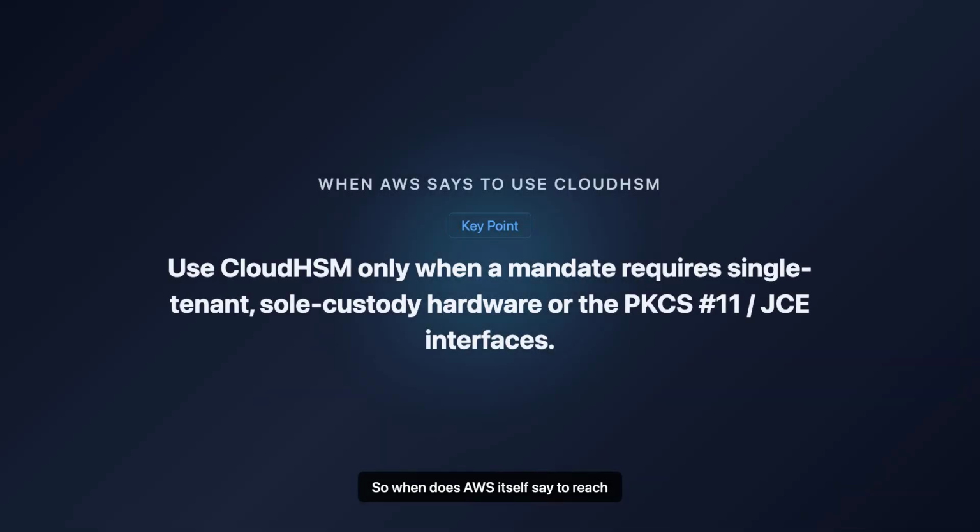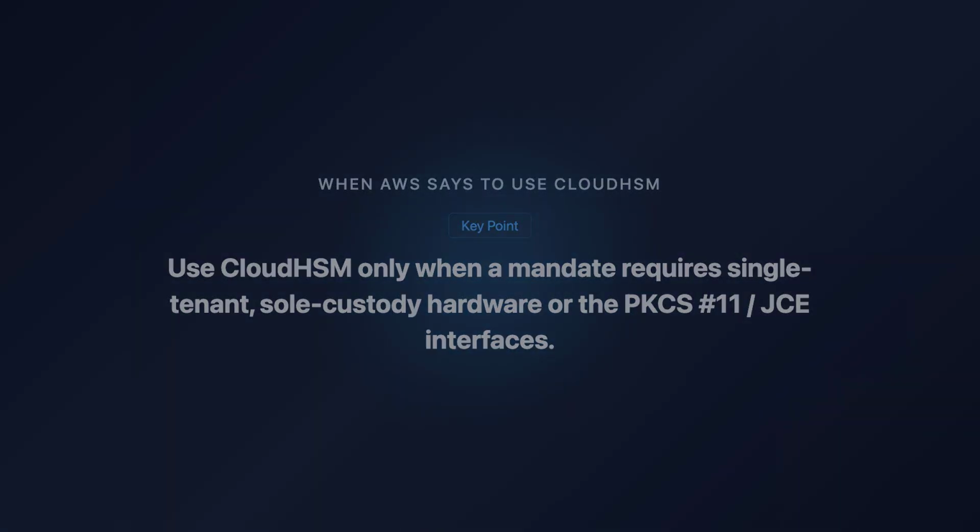So when does Amazon Web Services itself say to reach for CloudHSM? Their guidance is precise. Use it only if your compliance regulations require a single-tenant, FIPS Level 3 hardware module under your control, or if you need the PKCS11 or JCE interfaces. That's the whole trigger, a regulation mandating sole custody, or a hard requirement for those programmatic interfaces. Absent those, KMS wins on operational overhead every single time.